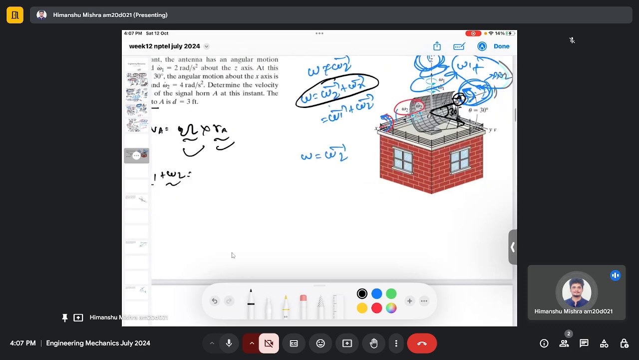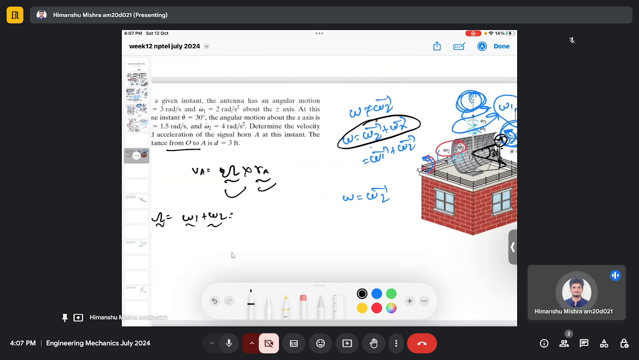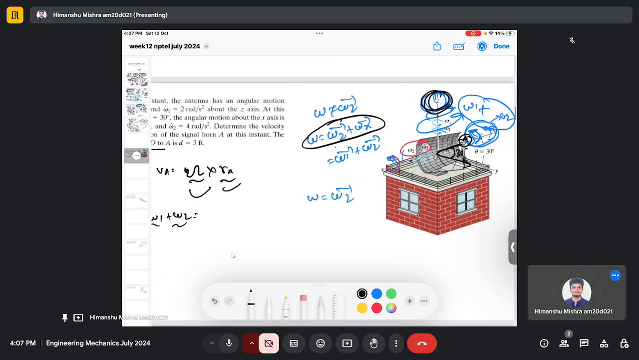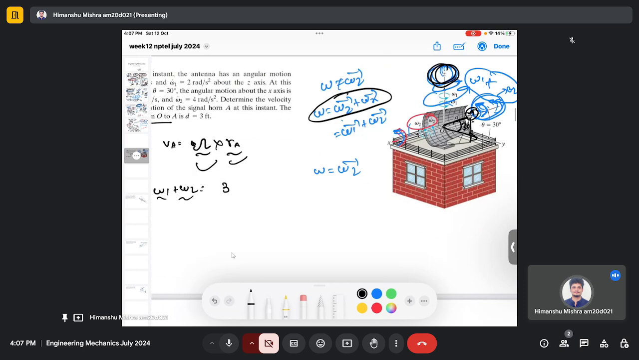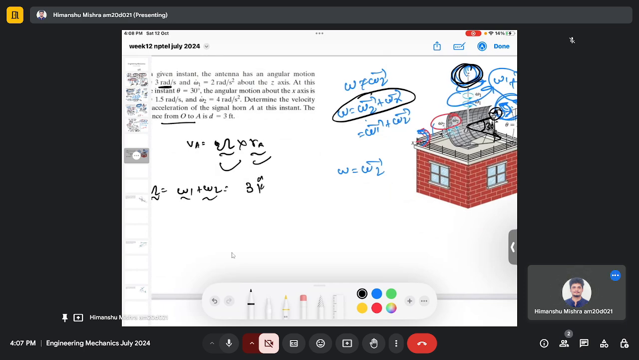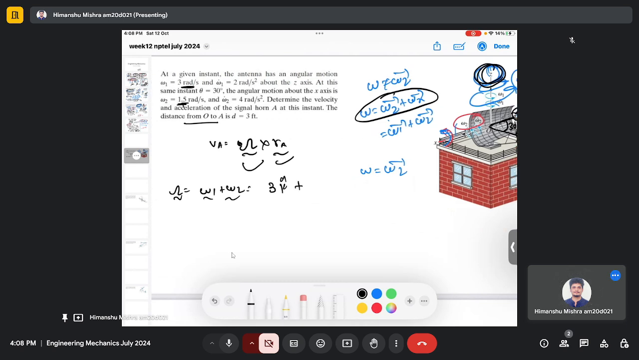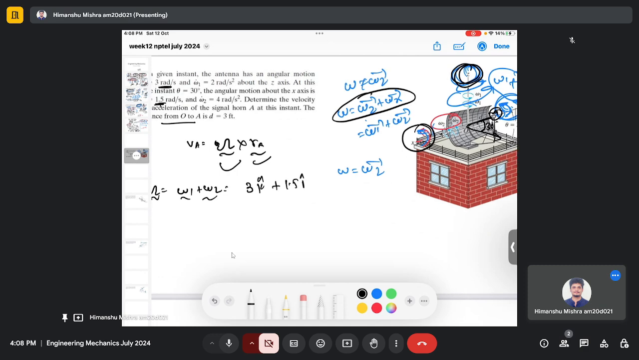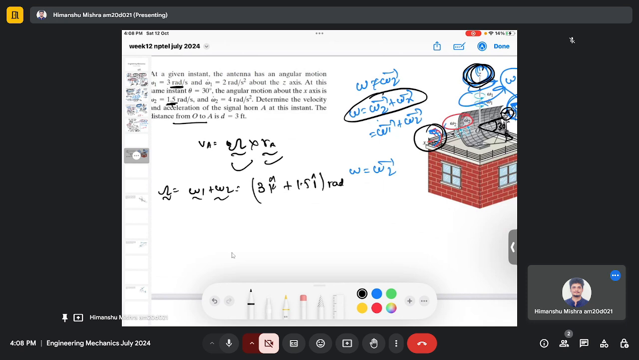So what is omega 1? Omega 1 is 3 rad per second and it is along the z axis, so it is 3k. And omega 2 is 1.5 and it's along the x axis, so it's 1.5 i cap, rad per second.